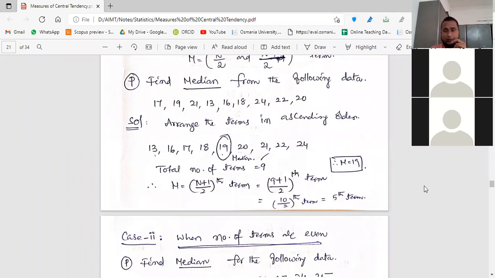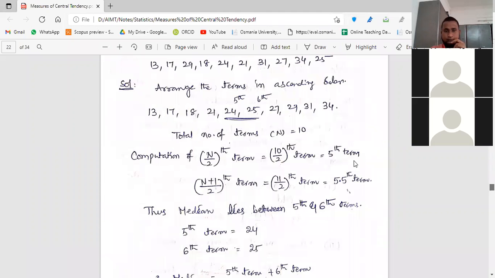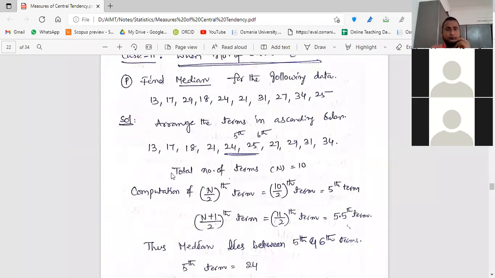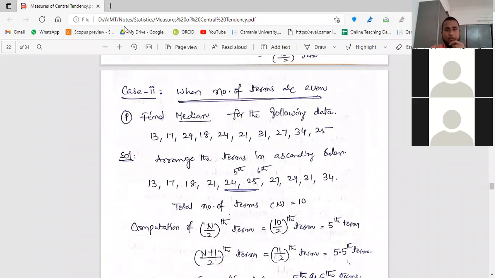So when it is even number, find the median for the following data: 13, 17, 29, 18, 24, 21, 31, 27, 34, 25. So 10 numbers are there, right? First, you have to arrange the terms in ascending order: 13, 17, 18, 21, 24, 25, 27, 29, 31, 34. Likewise, I have arranged in ascending order, from low value to high value.